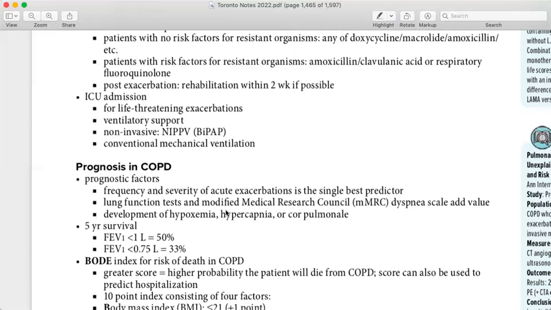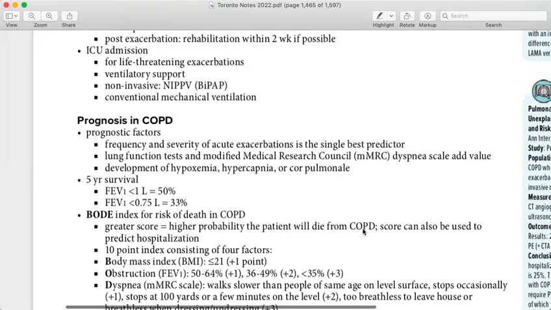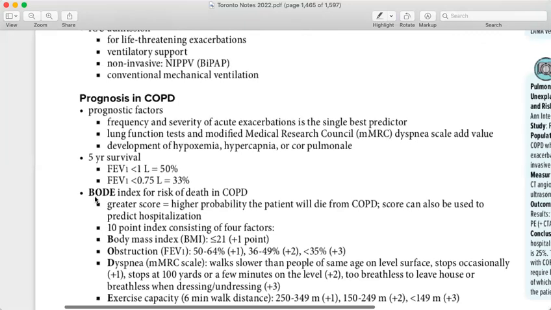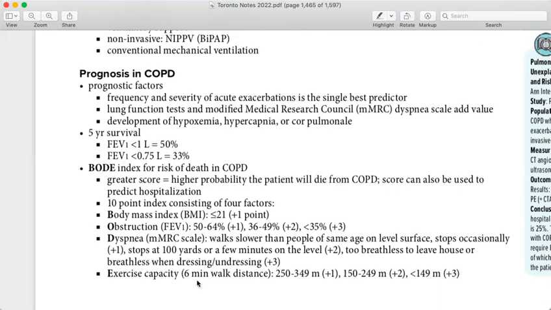Then prognosis. If this is not a very exacerbated one and the conditions have not been happening again and again, it could be better. So what are those best scores? High probability the patient will die from COPD: a 10-point index consisting of the 4 factors. What are those? Body mass index, BODE. B for body mass index, O for obstruction, D for dyspnea, and E for exercise. Based on these, you can see if there is a high probability of dying or not.